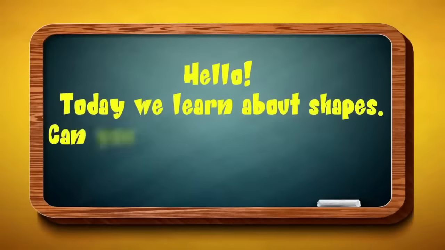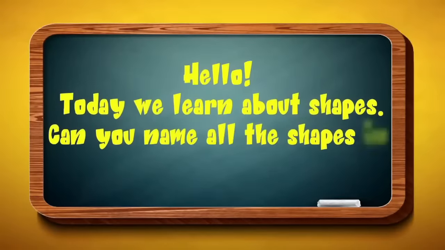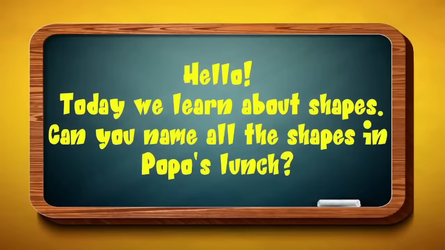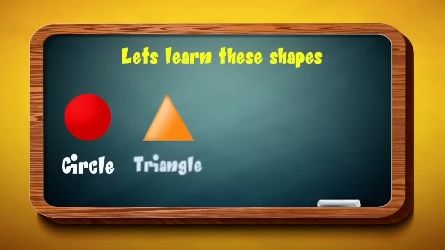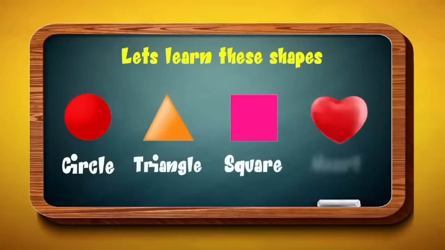Today we will learn about shapes. Can you name all the shapes in Popo's lunch? Let's learn these shapes. Circle, triangle, square, and heart.